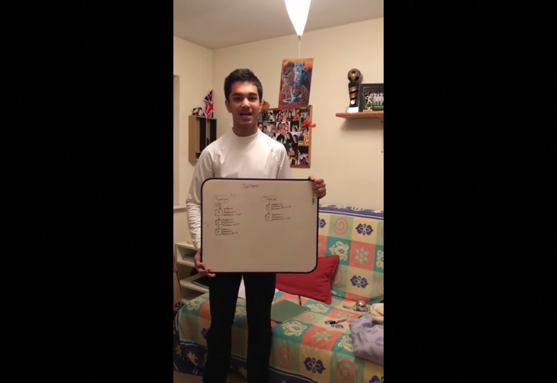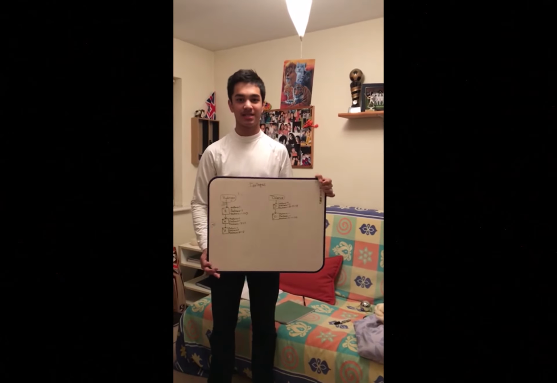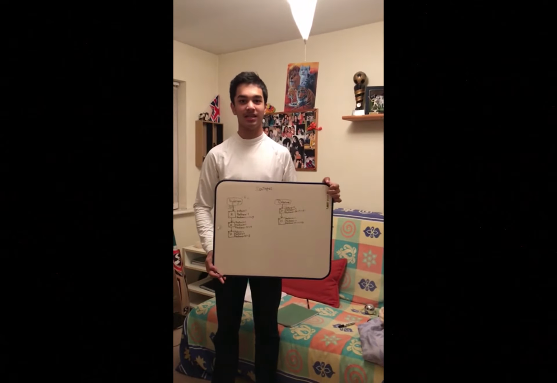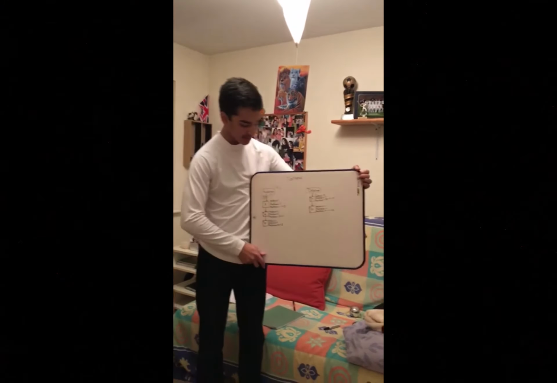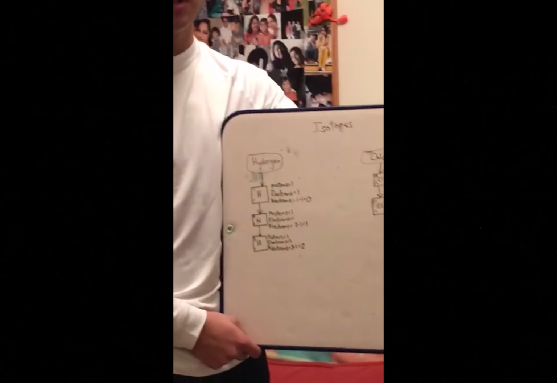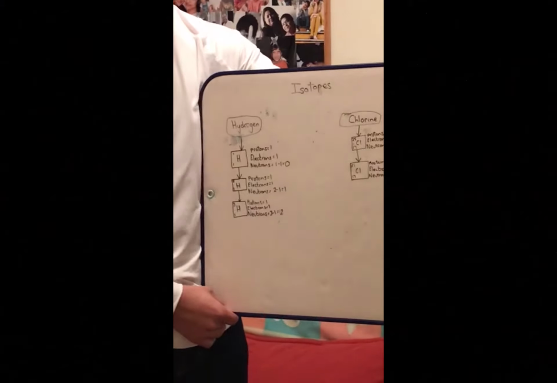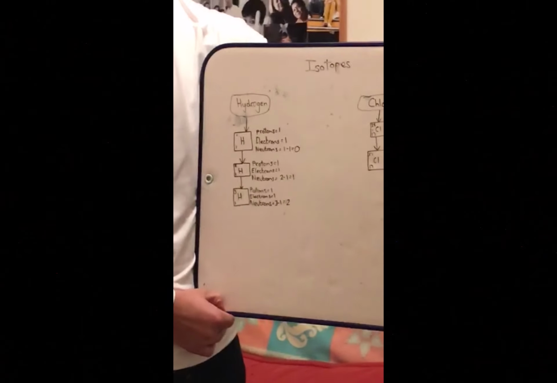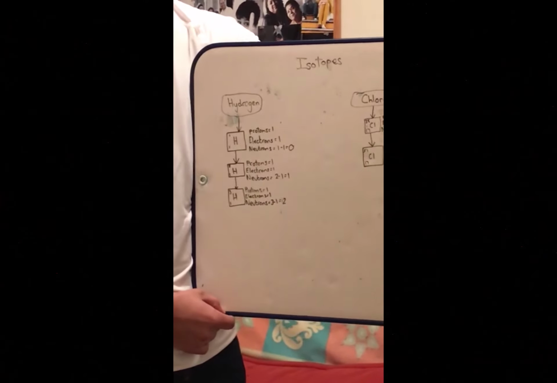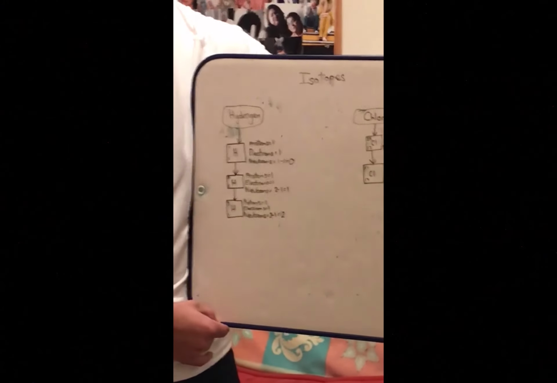My next point is about isotopes. Isotopes are atoms with a different amount of neutrons in the nucleus. My example is hydrogen. Hydrogen has 3 isotopes. A typical hydrogen atom has 1 proton and 1 electron, but the neutrons can change from 1 to 2.